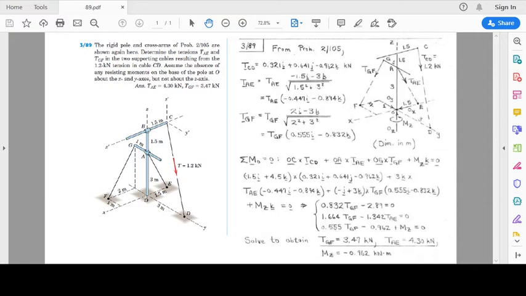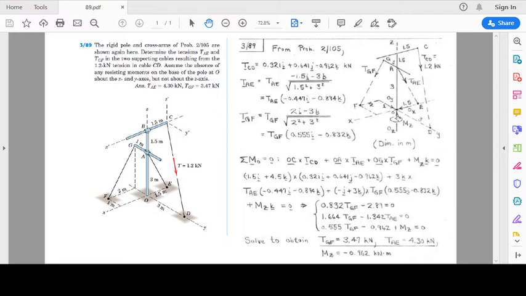So we draw the free body diagram, and for this joint at O, we show three reaction forces in X, Y, and Z directions. As you can see here, this is OX, this is OY, and this is OZ. And there are no resisting moments, as the statement of the problem says: assume the absence of any resisting moments on the base of the pole at O about the X and Y axes. So about X and Y axes there is no resisting moment, but there is a resisting moment about the Z axis. So we are showing one resisting moment about the Z axis.